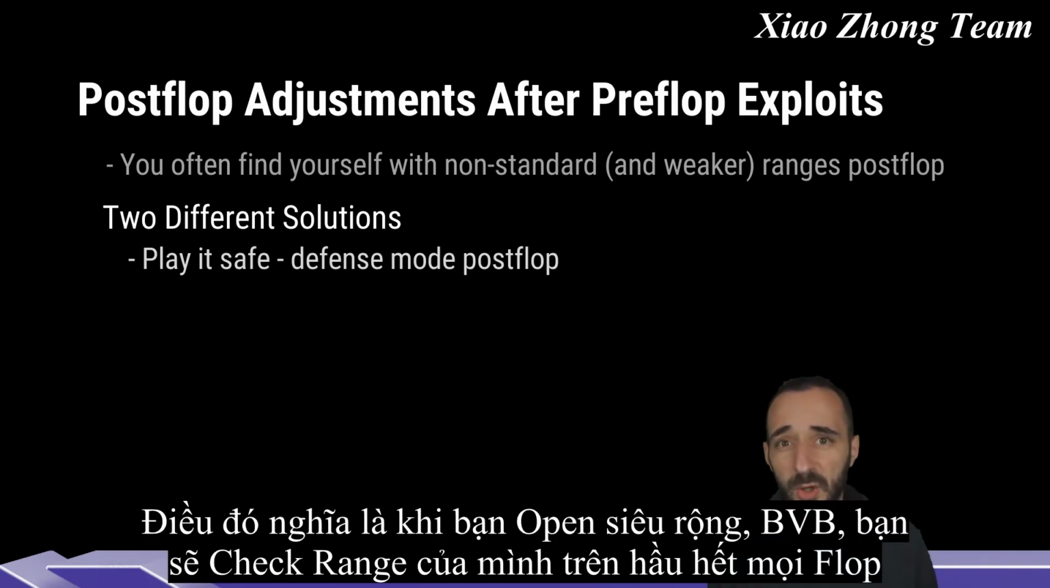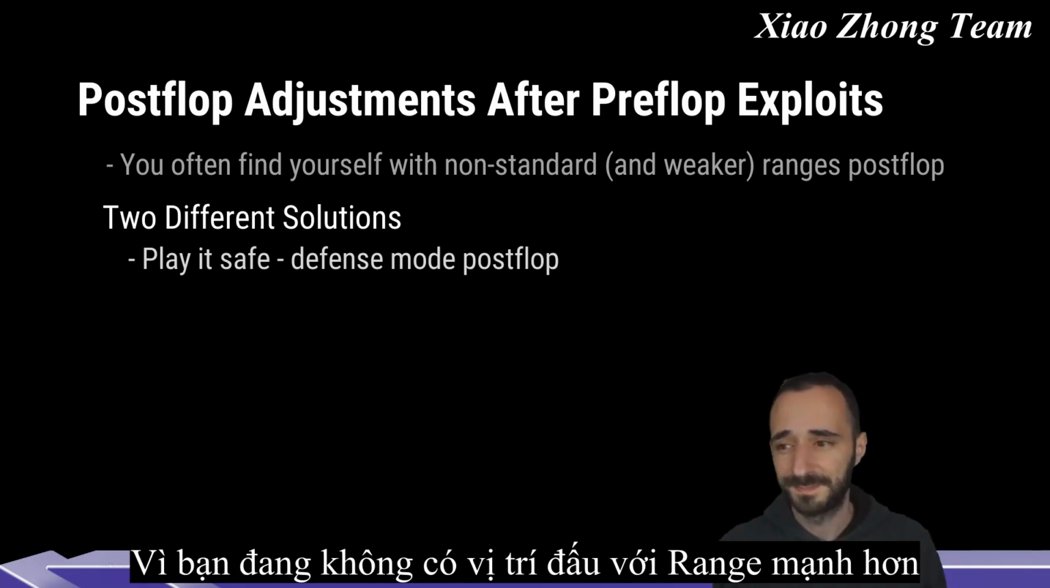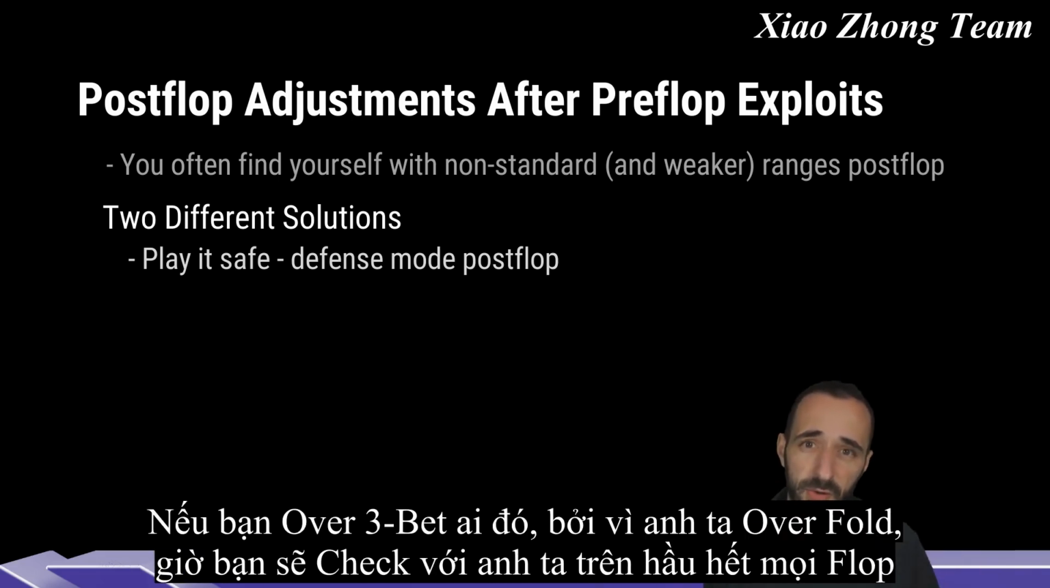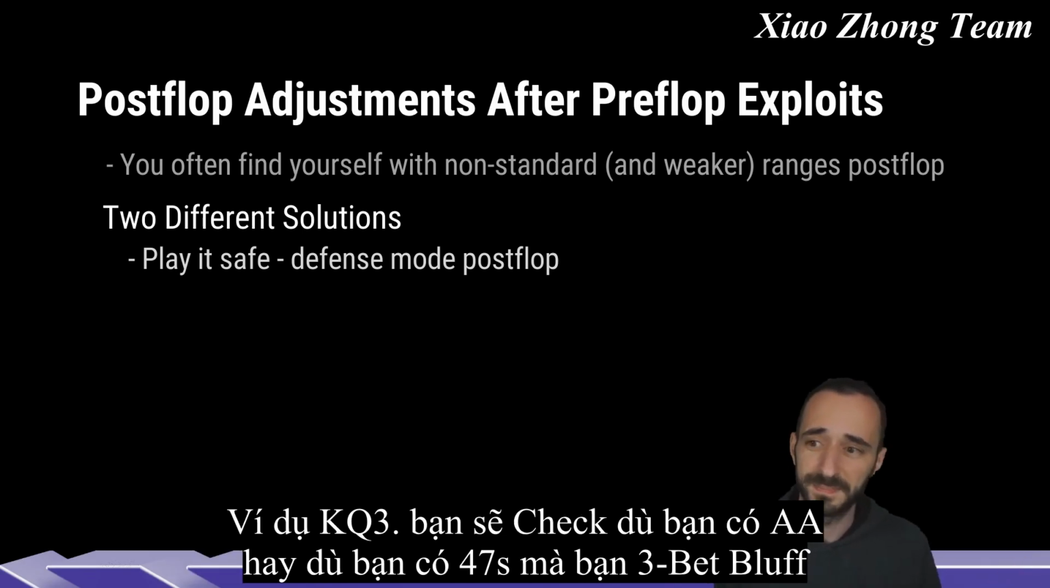That would mean that when you open super wide button, you then check your range on almost every flop. You're out of position against a stronger range, just like you check big blind versus a button open. If you over 3-bet someone because he's over folding, you now check to him on almost every flop. So comes king, queen, 3. You check. Okay? Whether you have aces, whether you have 4-7 suited that you 3-bet bluffed with.